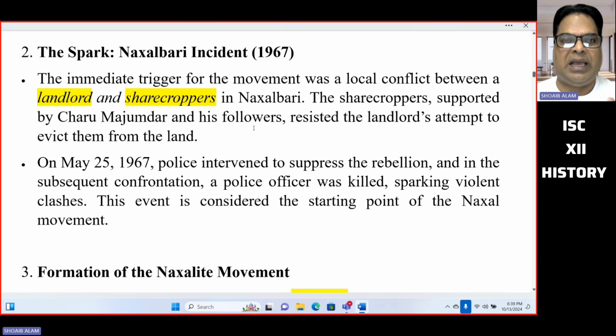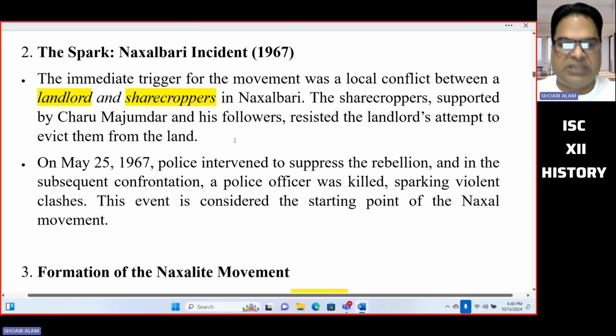Suppose, for example, I am a peasant, and I don't have land of my own. What can be done? Many landlords have large acres of land. So I will take a certain number of decimals of land for my agriculture. I will do agriculture on that piece of land, and after the cultivation, whatever product there is will be shared between the landlord and the peasant. So they are known as sharecroppers.